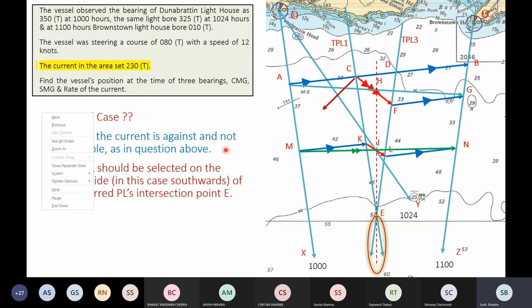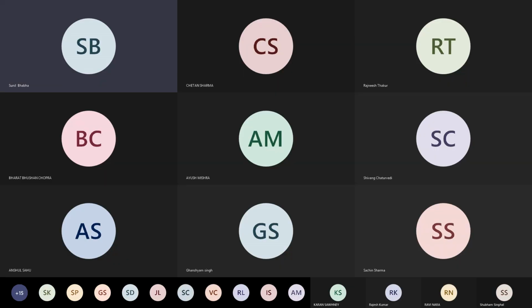So beta, just have a good look at the plot. Let me know if there is any doubt. Okay, so looks like this is also clear, beta. Yes, sir. Very good. So shall we proceed ahead to the next topic?